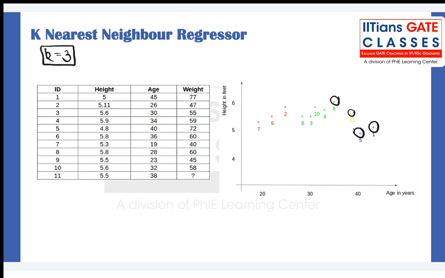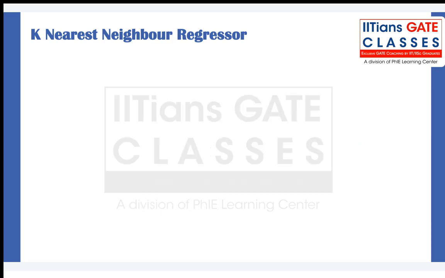So if the value of K is 3, then Y11, the weight of the person with ID 11, will be one third of the weight of person with ID 1, weight of person with ID 5, and the weight of person with ID 6. And whatever the value is, I think it is 69.67, I guess. You can do the calculation, but this is what I think is the answer. Okay, this is one algorithm. This is called nothing but K nearest neighbor regressor.